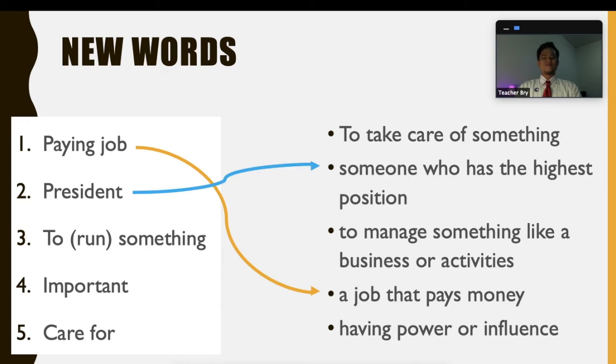President, someone who has the highest position. So it could be the president of a country, the president of an organization, or even your classroom leader or your classroom president. Number 3, to run something, meaning to manage something like a business or activity.